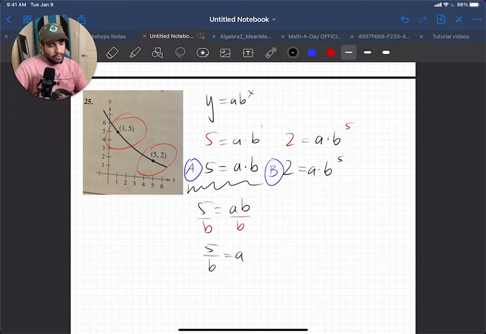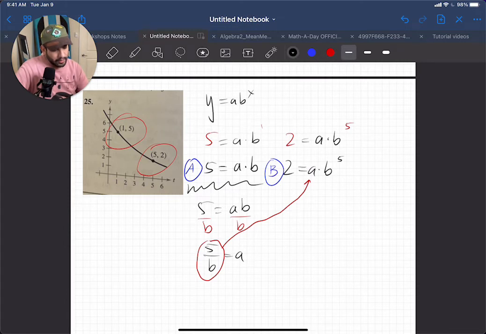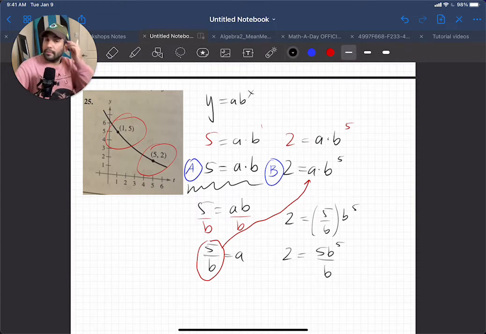So then I'm going to substitute that value for the a in equation 2. And let's look at how that's going to look. I have 2 equals 5 over b times b to the power of 5. And honestly, this is where you have to remember your rules of exponents, because check this out. I'm going to multiply things out, and I have a b to the 5th on top and a b on the bottom.